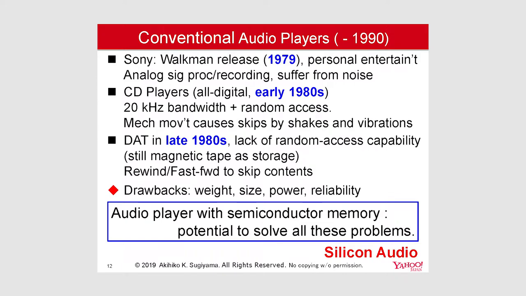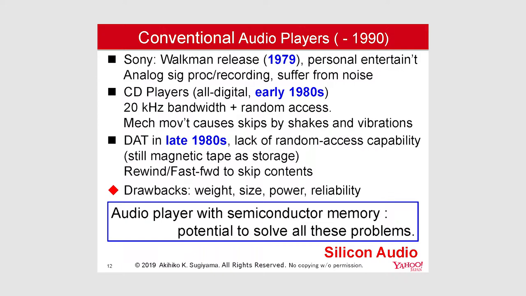And then we had the CD players or compact disc players early 80s. This system was all digital. That is good, not analog. And the bandwidth was 20 kilohertz, so that it covers most of the audible frequency range of human beings. It was possible to perform random access. Random access capability was provided by CD players.